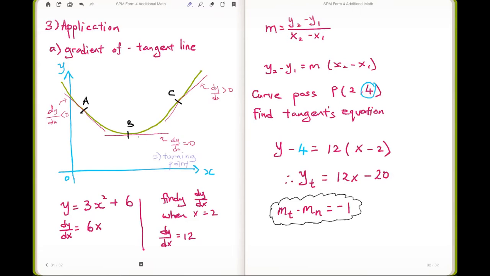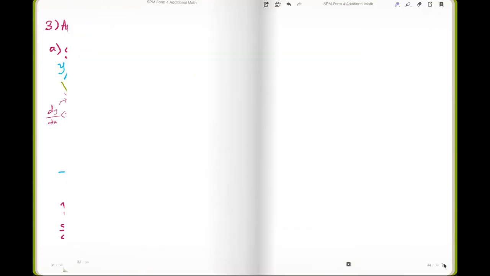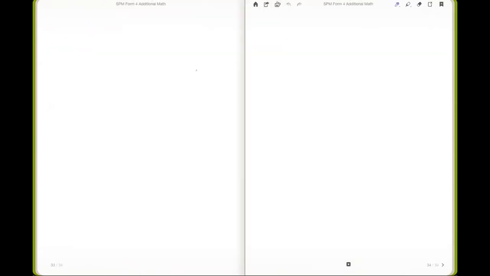How am I going to make use of it? How can I make use of dy/dx to get the turning point? You may go back to my previous video in chapter 3. You use completing the square, but completing the square is one method. You could make use of dy/dx to get the turning point.